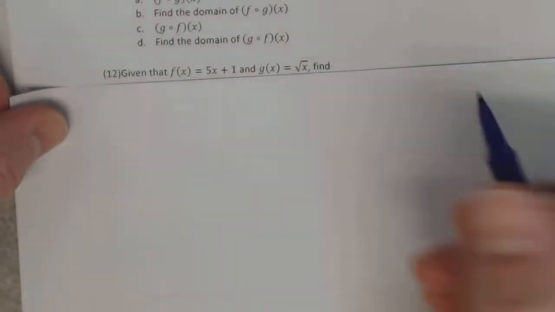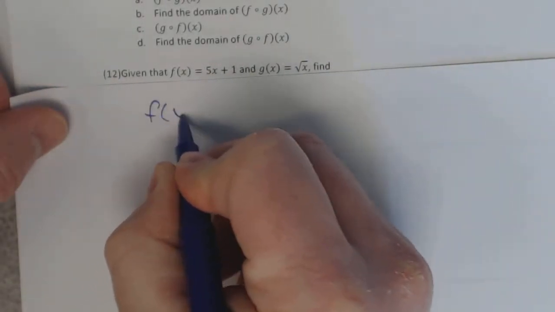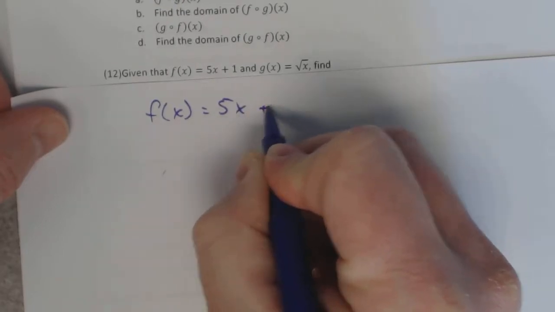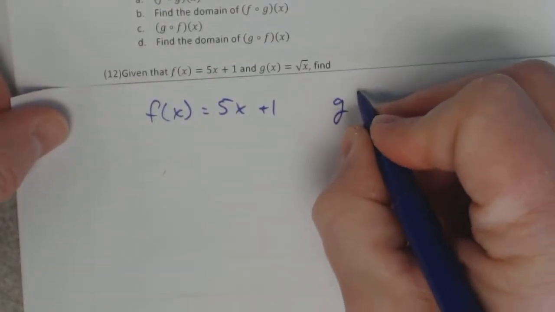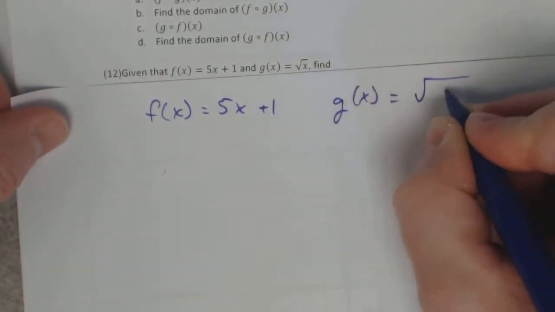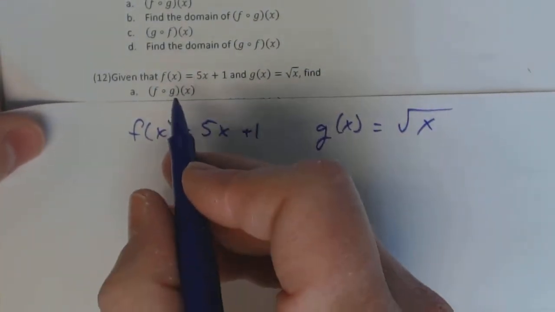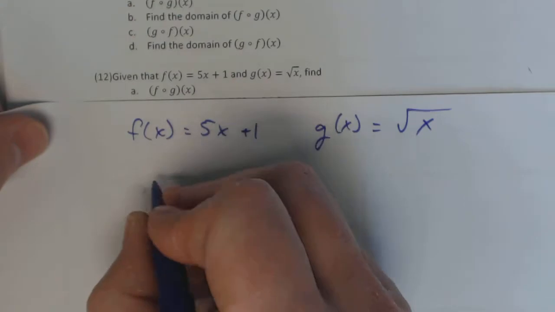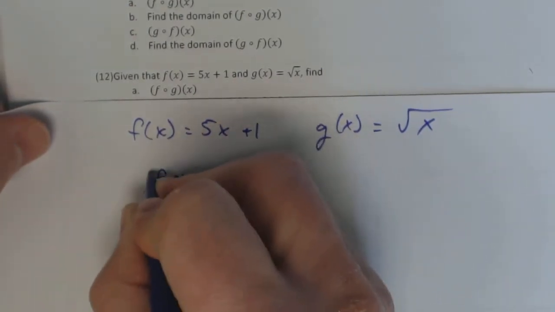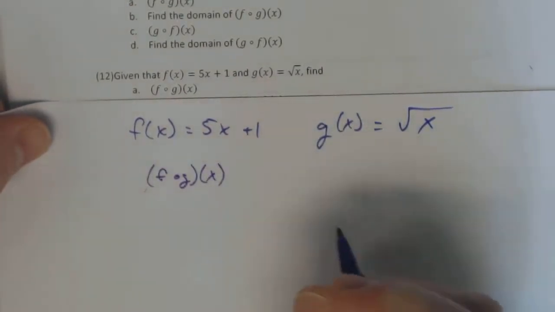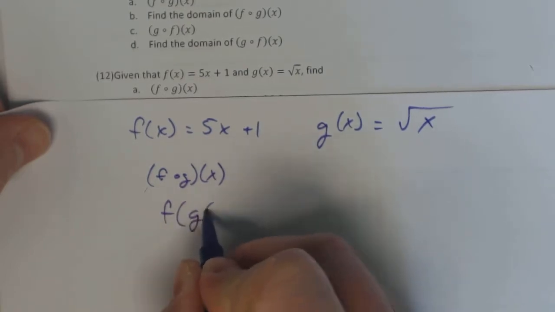Alright, we're given, this is number 12. f of x equals 5x plus 1. g of x equals absolute value of x. So, we want to find the composite f composed of g of x. That's like saying f of g of x.